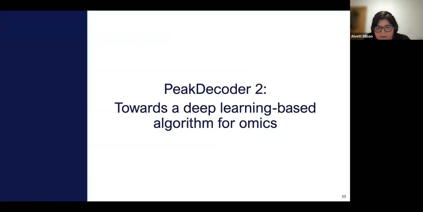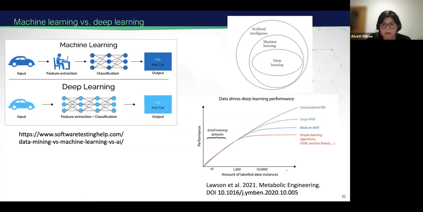All right, so now I would like to show you the new version that we are working on for peak decoder, and it's not only for metabolomics, but also for proteomics. One of the main differences between traditional machine learning methods and the newer deep learning methods is that for machine learning, we need to design the features that the algorithm will use to learn. So we have to extract those features. There is a human in the loop. For example, we selected that we will use the mass error, the retention time offset, the mobility offset, the abundance, the fragmentation pattern, and so on. So these are predefined features.